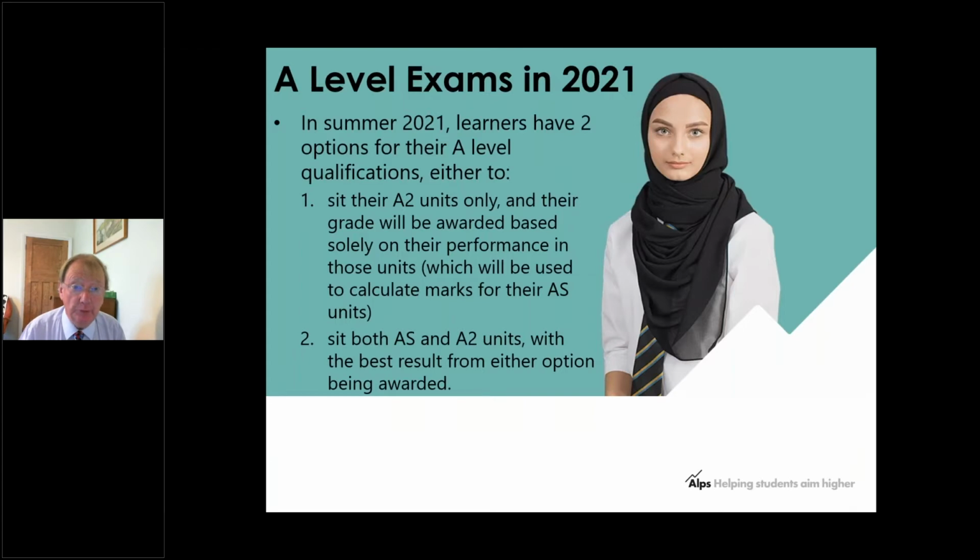A couple of other points before leaving the context. I am going to talk about this for a minute because it interests me, and I'm sure it's interesting to you. What is the right thing to do here? You've been told that students have got a choice, essentially. They can either next summer just sit the A2 units, or alternatively, they can sit both the AS and the A2 units, and the best result from either option will be awarded. So if they did better in the A2 units, that will be awarded. If they did better, if you include the ASs they also sat, that will be their final outcome.